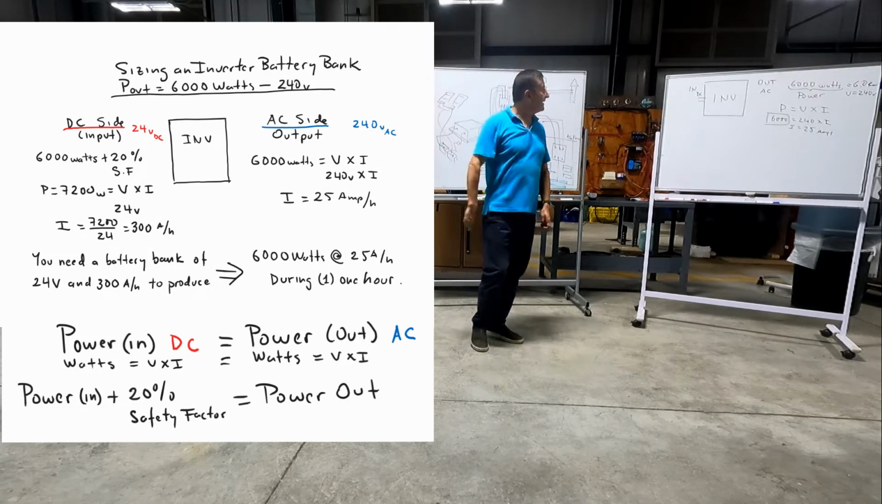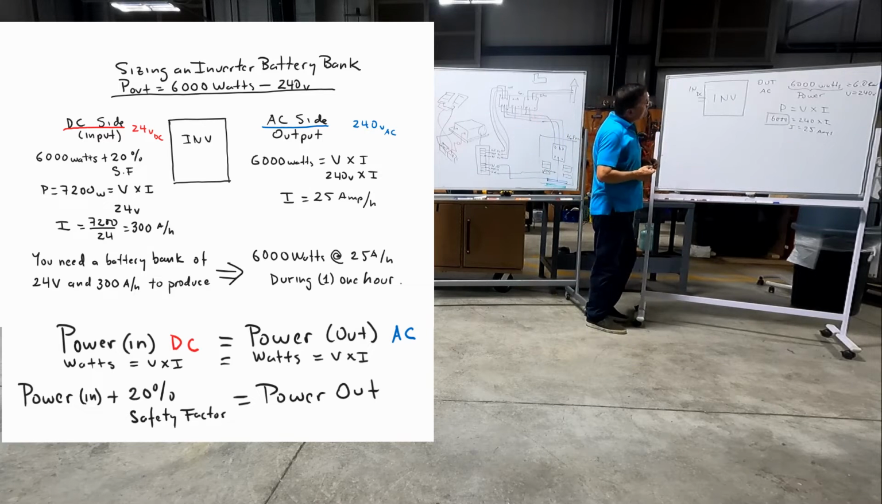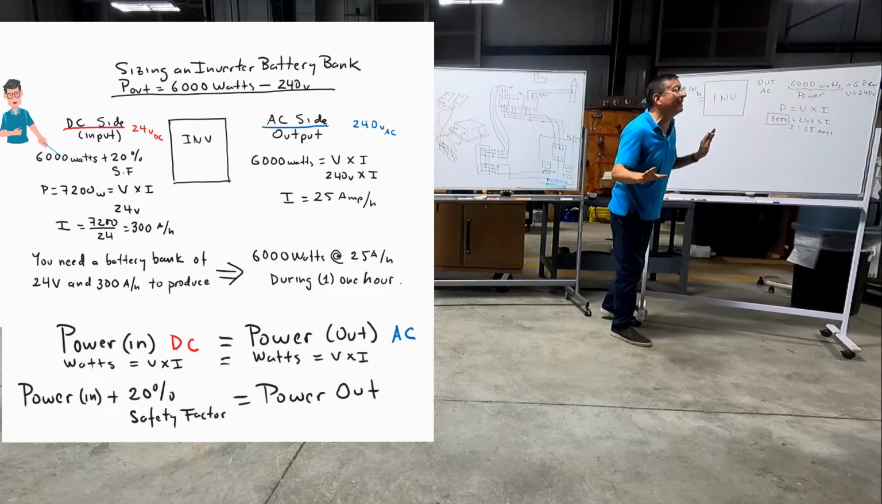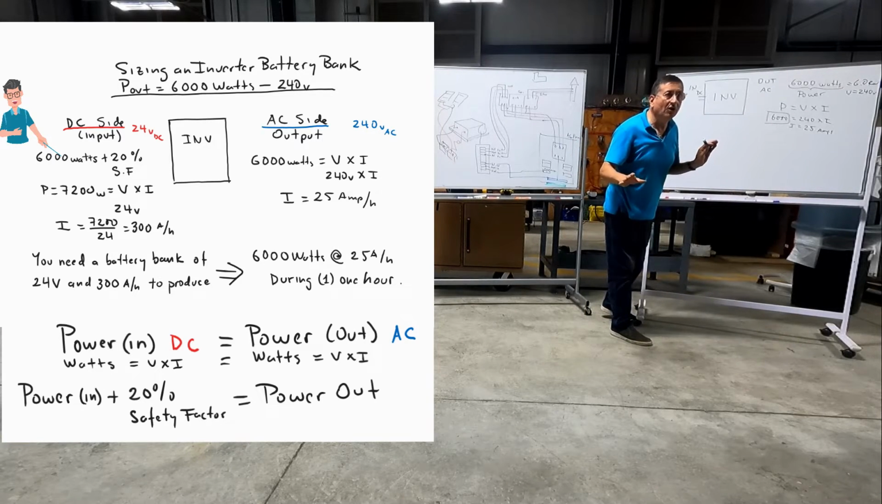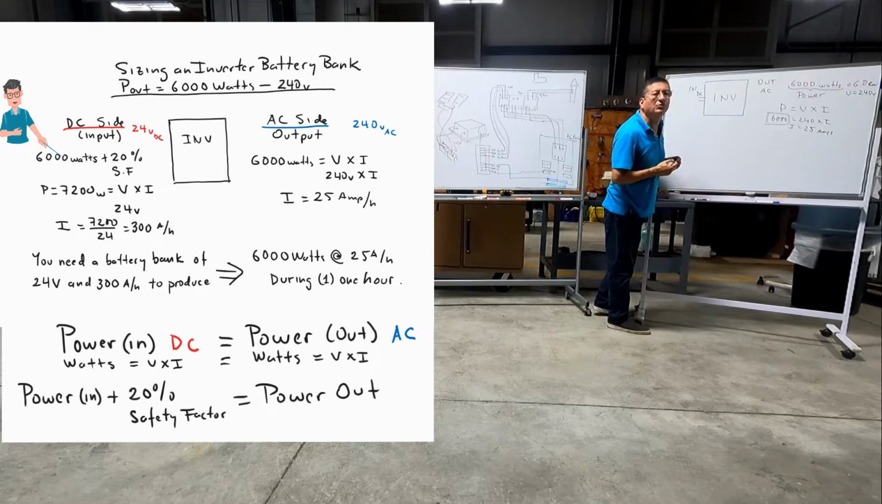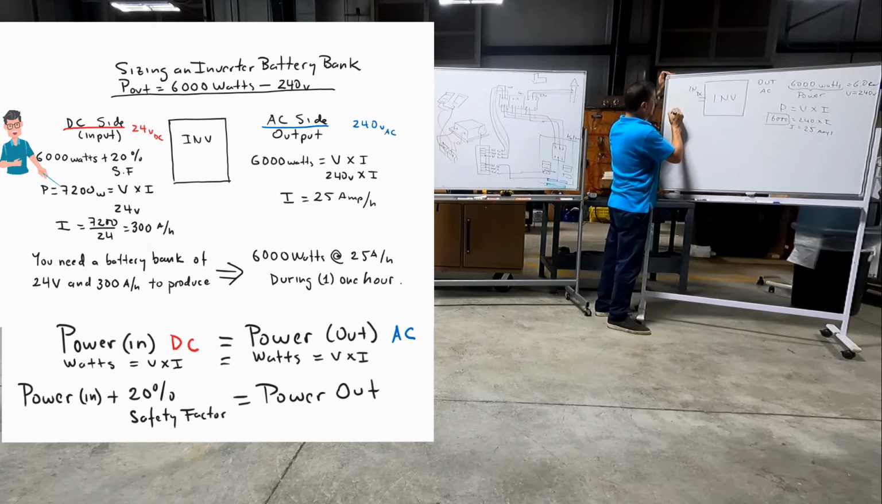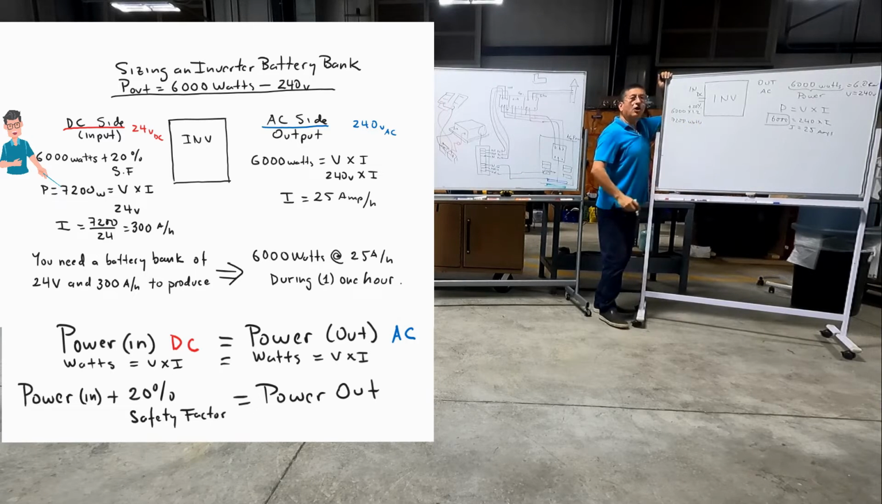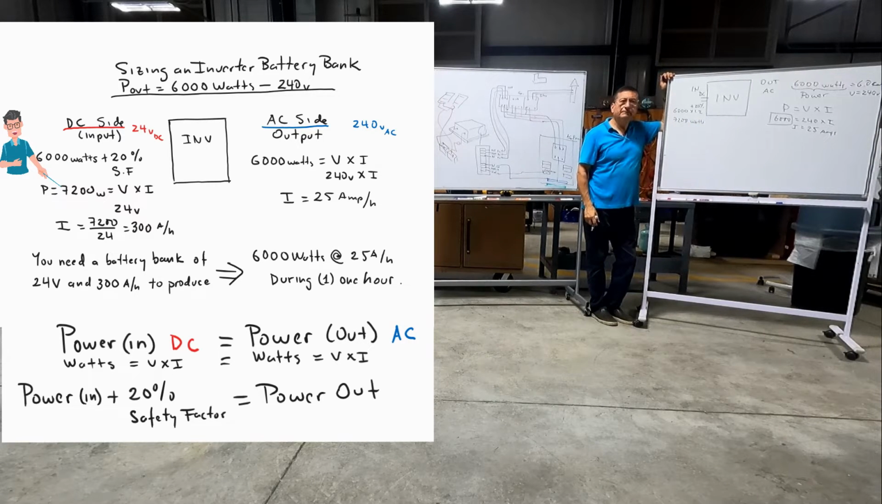In that case, I need in the input 6,000 plus 20%, in order to produce 6,000 in the output. Okay, how much is 6,000 times 1.2? 7,200. Great?